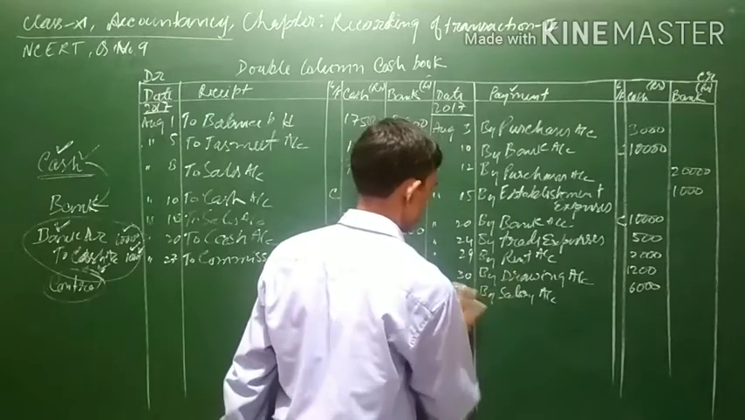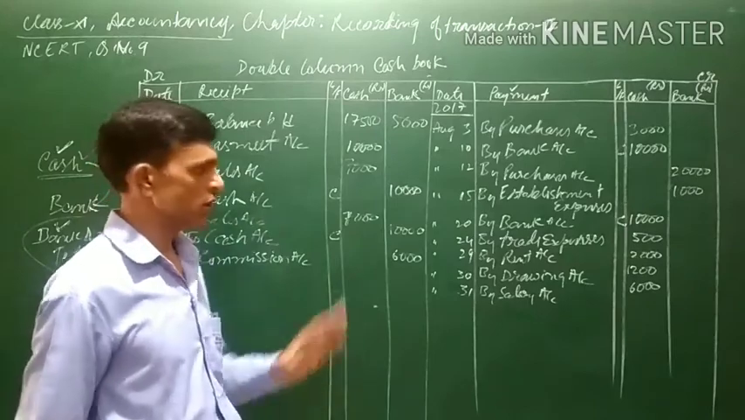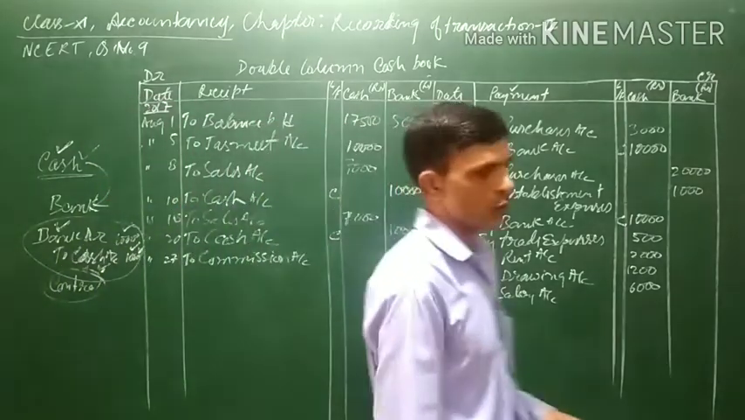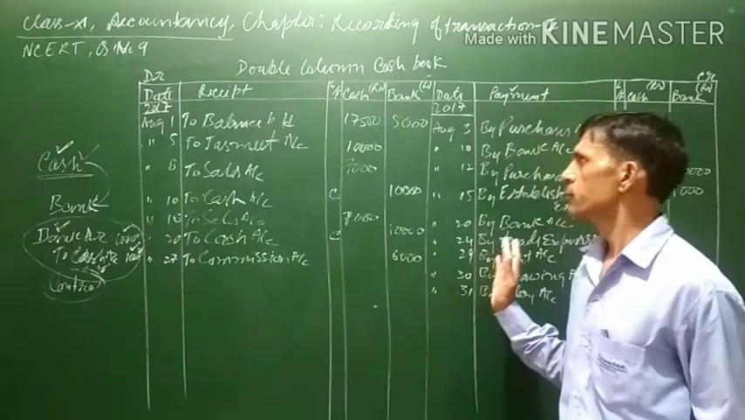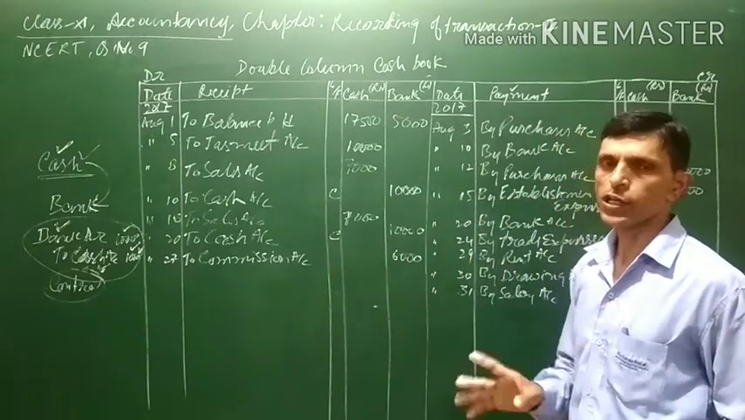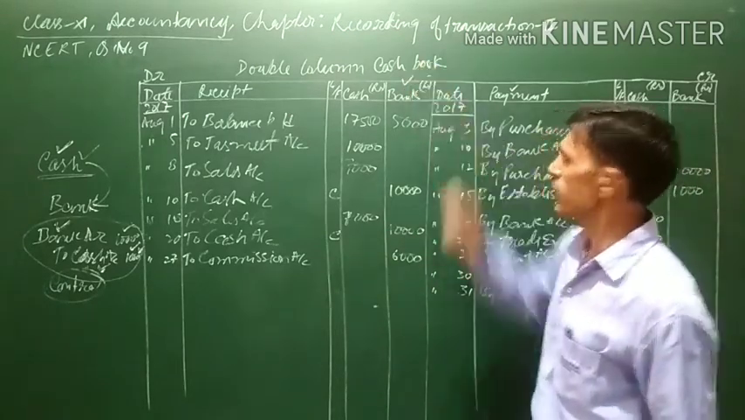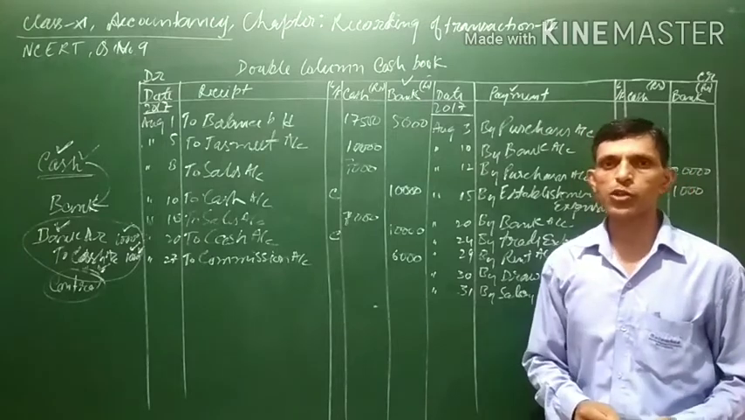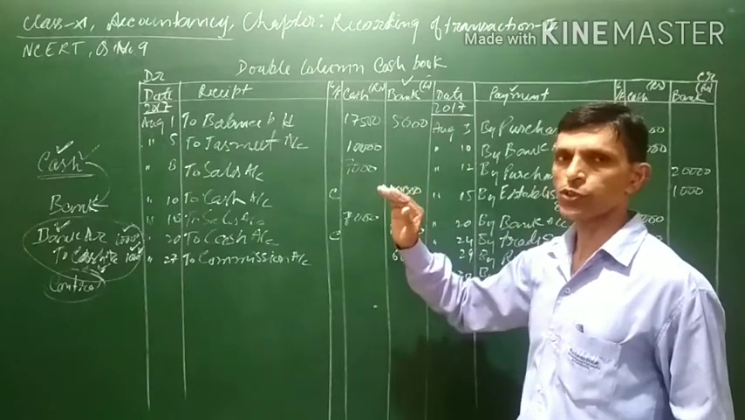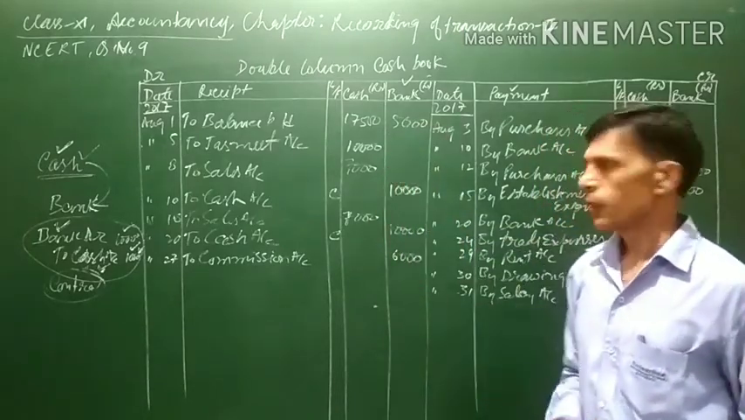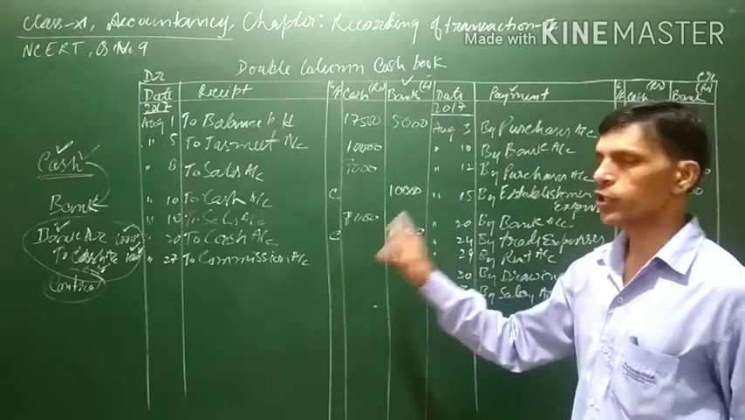That is 31st. Now, this is the double column cash flow. Here balancing will not be done. As I have told you earlier also, cash and bank both are assets. Cash as well as bank both are assets, but bank is a personal account also. The balance of bank can go into negative, that is, overdraft is possible. But in case of cash, there will be no overdraft, or you can say it will have only positive balance.